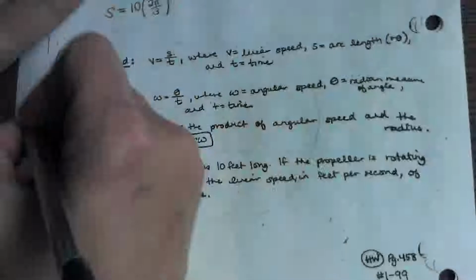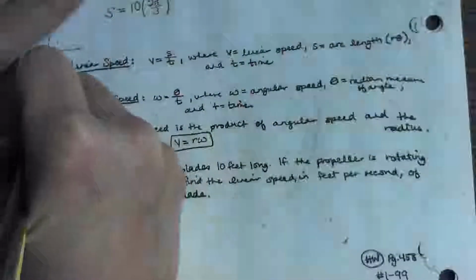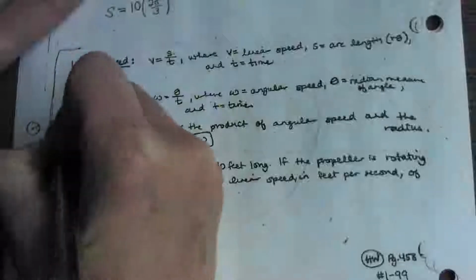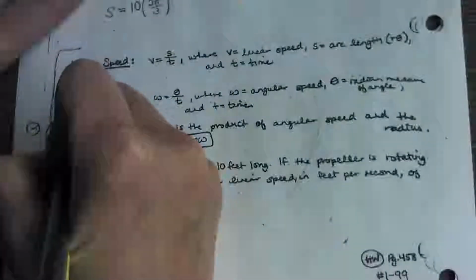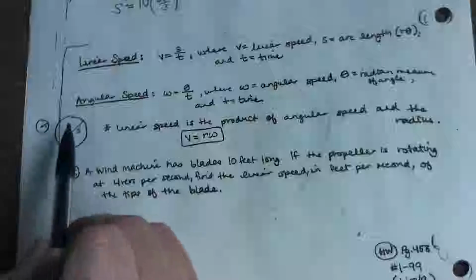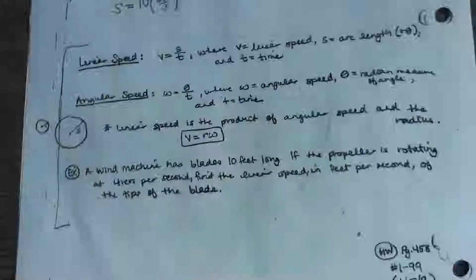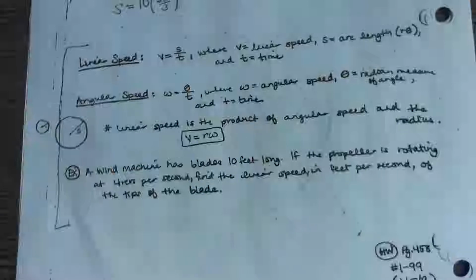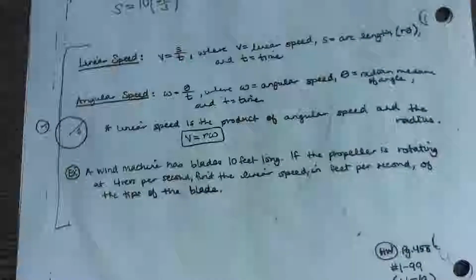For example, if you have a circle with a radius of 1 versus a circle with a radius of 5, if they both do one full revolution in a minute, let's say, then their angular speed is identical. They're both going around 2 pi radians every 1 minute. But the linear speed is faster for which one? Aiden?